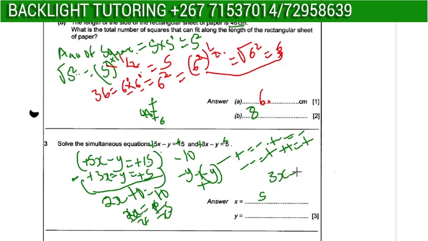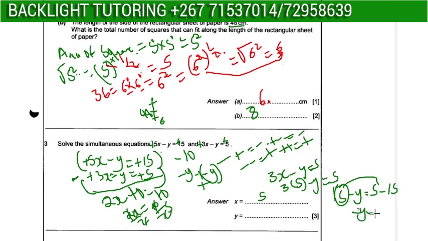3x minus y equals 5 is the same as 3 times 5 minus y equals 5. So 15 minus y equals 5. Then you take this 15 to this side, it becomes minus. Then minus y equals minus 10. You divide by minus 1, divide by minus 1, then y equals 10.